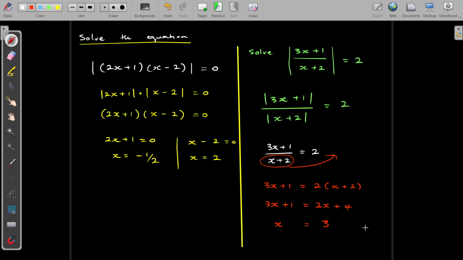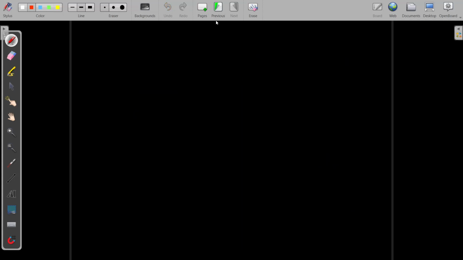The other solution now will come from us taking the negative of one of these moduli. So if we took the negative of the numerator, we'll still get the same answer. If we take the negative of the denominator, we'll still get the same answer. So we can take the negative of either one, but seeing that we're going to be transposing the x plus 2, we're going to be taking the negative of that to get the other solution.